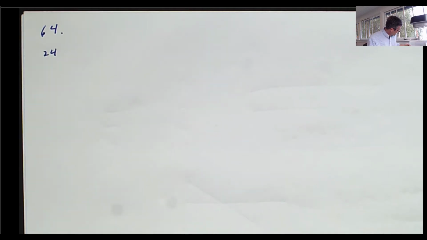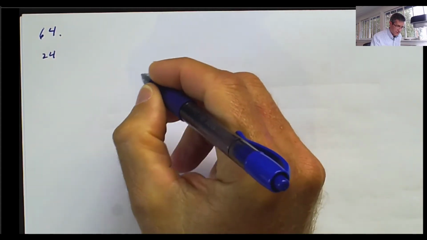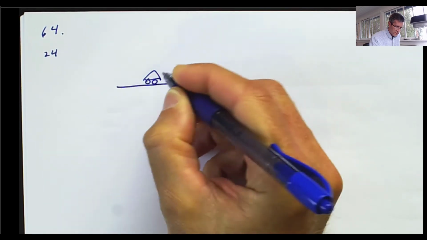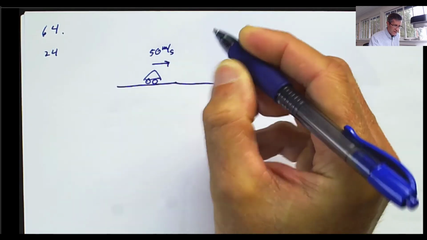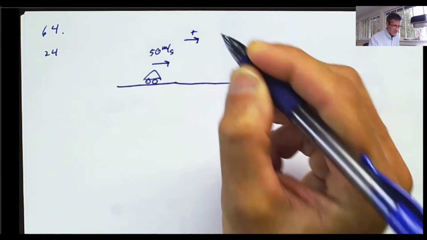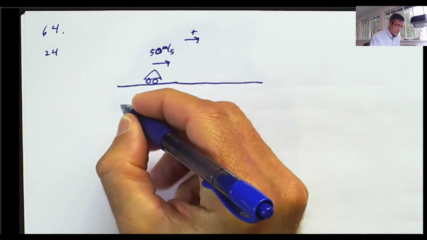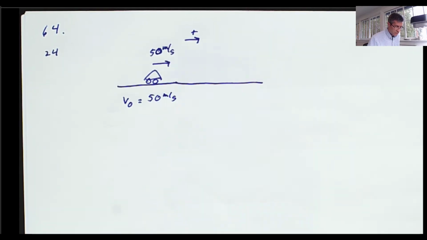Okay, 64 says Bob is driving the getaway car after a big bank robbery. Poor Bob. Poor choices. He's going 50 meters per second when his headlights suddenly realize, okay, well, I got to draw a diagram. So I'm not sure what's going on. Let's see. He's going to be driving on a road. He's got a car. Right there it is. He's inside the car, going at 50 meters per second. I don't know anything yet, but I'm going to say this is going to be the positive direction. And I know the initial velocity is going to be 50 meters per second.